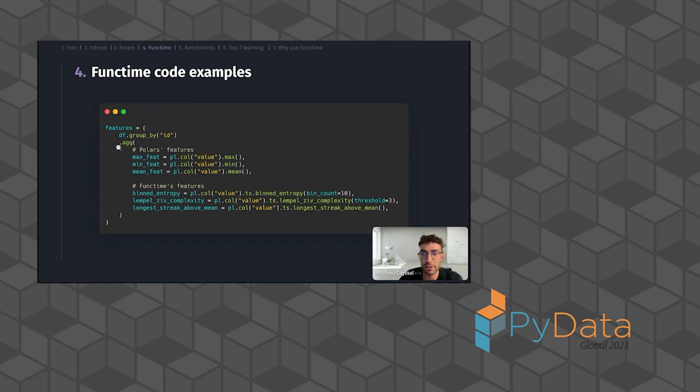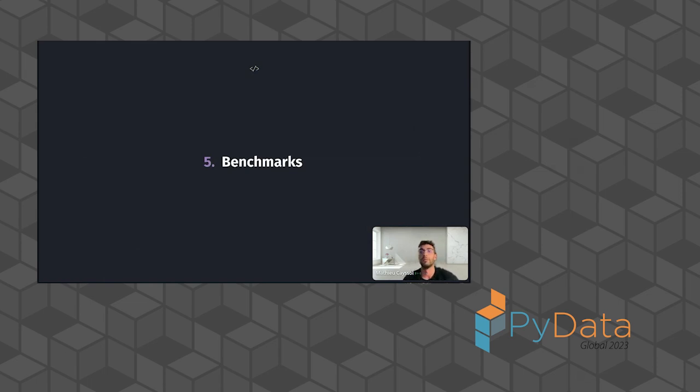In this section, as you can see, we calculate Polars features. Very simple ones: max, mean, and min. This is what comes out of the box with Polars. But with functime, with just small differences, you will use this registered expression namespace, in this case called TS, and then you can calculate more complex features that have been developed within functime. So you can see the code doesn't become too complex, and it's extremely easy to use and stays consistent with the Polars API.